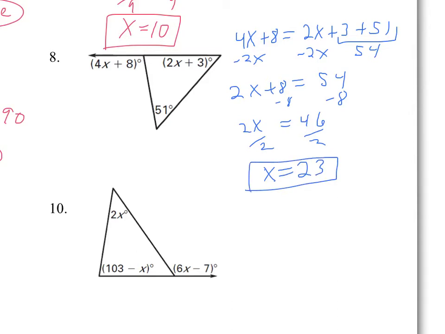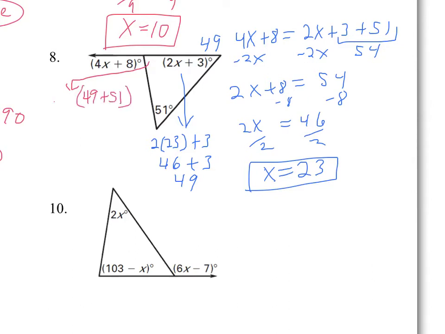So let's put 23 in for x up here. 2 times 23 plus 3. So that's going to be 46 plus 3. So this upper right angle is 49 degrees. And then we still got to come up with this angle right here. So you can do what we've been doing. You can add together the two angles that you know, which are 49 and 51. And then we can subtract those from 180.